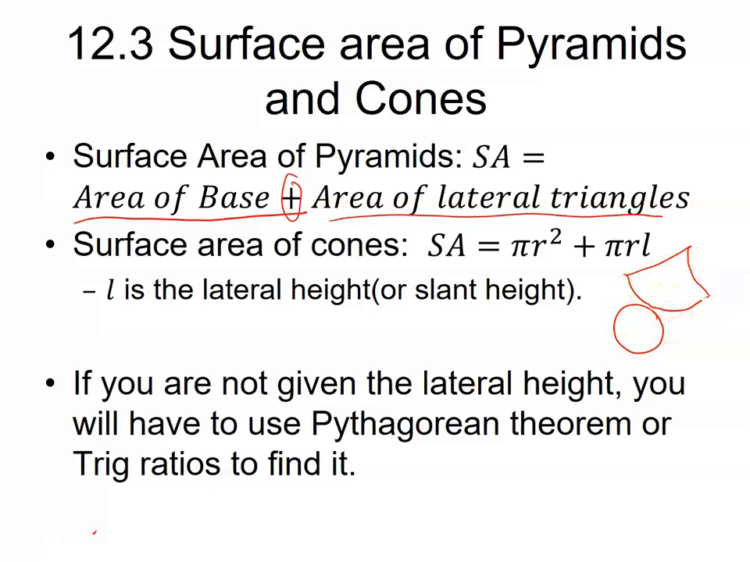Then to find the surface area of that, you've got pi r squared. The pi r squared is going to be the area of the base right there. And then pi times r times L. L represents the lateral height. Okay?